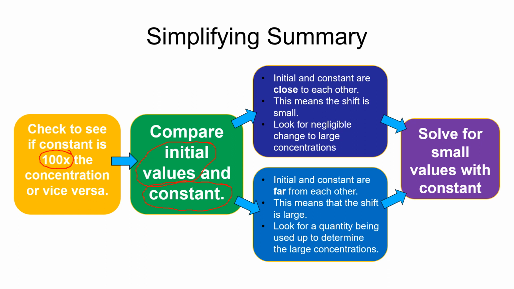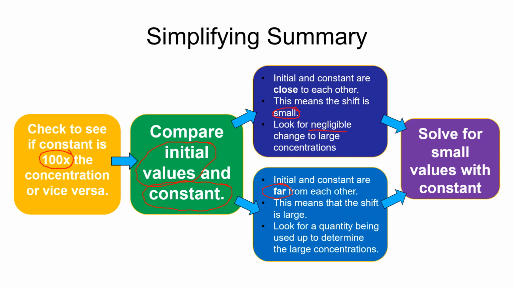So either you will be starting with concentrations that are almost at equilibrium, in which case the shift is going to be very small and there will be components where the change will be negligible. If the shift is very, very tiny on a large concentration, you can ignore it. You can treat it as negligible and it makes it a lot easier to solve. Now, if the initial concentrations are far from the equilibrium concentrations, that means there's going to be a big shift one direction or the other.